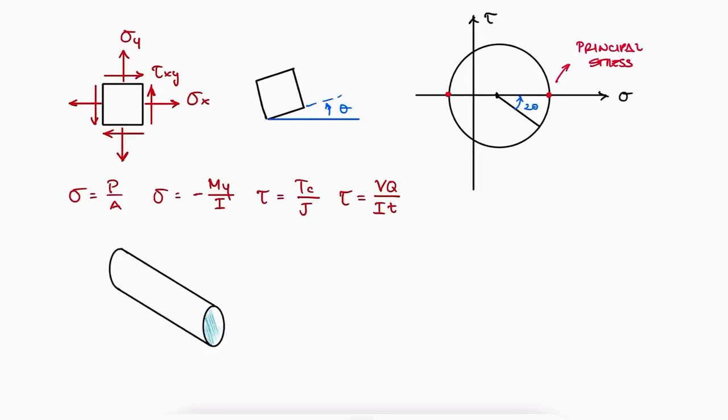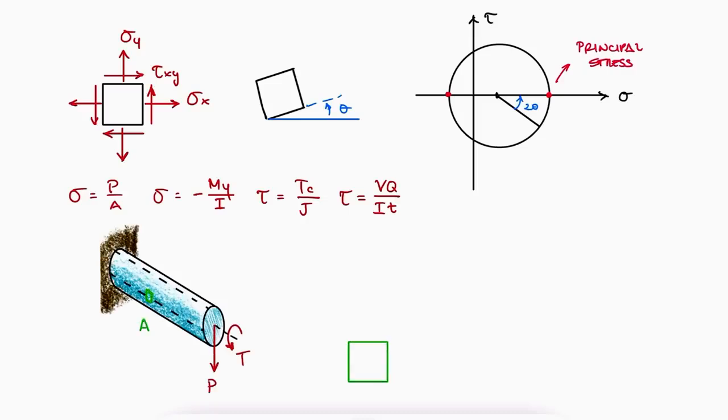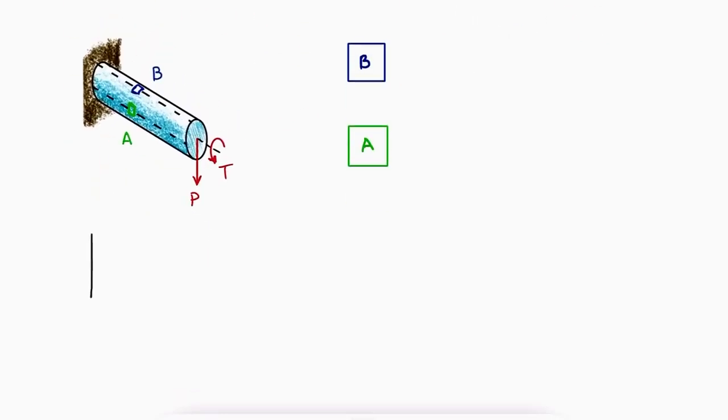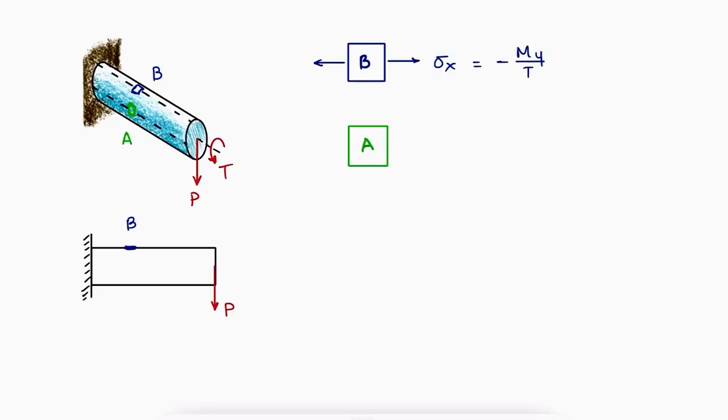For example, for a simple cantilever rod subjected to a point load and torque, we can study the plane stress element on two different locations, A and B. We would see that stress element B is subjected to a positive normal stress in the x direction due to the bending moment caused by the point load P. The moment would be equal to P times x, the distance from the stress element B to the point load P. The value for y would be the distance from the neutral axis to the top of the beam, which is the radius of the rod.